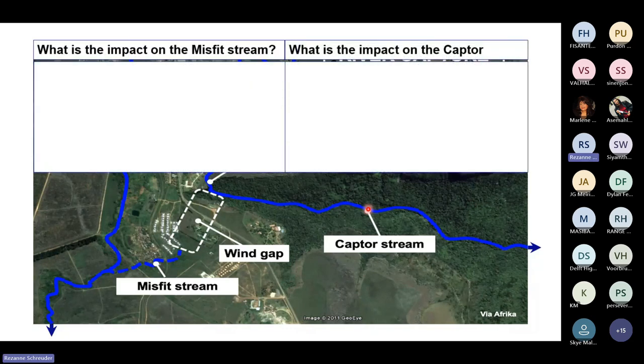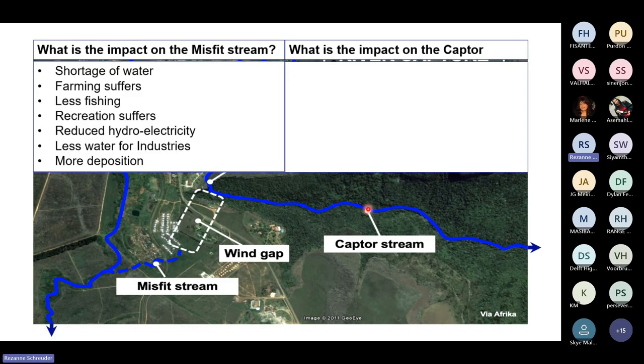Right. Very important. Impact can be positive or negative. So let's have a look at the following. The impact on the misfit stream, in other words, the river that was captured. So now there's a shortage of water. You can imagine that if I had a river flowing there and I had agriculture, I now don't have a water source, so farming or agriculture will suffer.